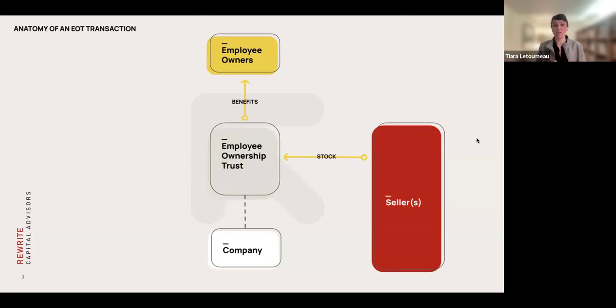It's not an outside investor, and the employees are not putting up cash for those shares. And so then the question is, where does the cash come from? And really, it comes from two places. It's going to come from the company in the future.